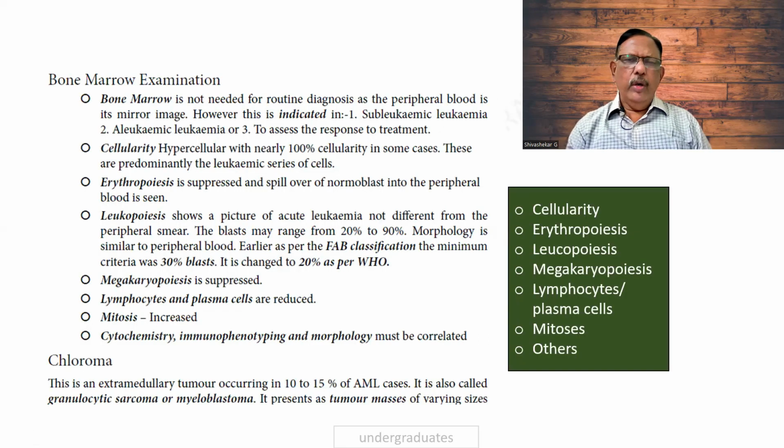And in the bone marrow, always a bone marrow has got a pattern for description. Cellularity, erythropoiesis, leukopoiesis, megakaryopoiesis, lymphocytes, plasma cells, mitosis, and others. Please learn this by heart for any answer. Now what you will be seeing is cellularity is increased because of leukemia. Erythropoiesis suppressed. Leukopoiesis will be showing a leukemia with immature cells or blasts. Megakaryopoiesis suppressed. Lymphocytes, plasma cells may be unremarkable or relatively suppressed. Mitosis can be increased because of the stem cells. Others, you find no parasites, etc. Scleroma is an extramedullary tumor that occurs in a case of AML.